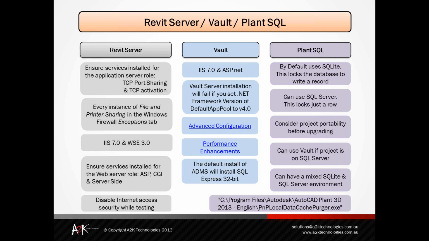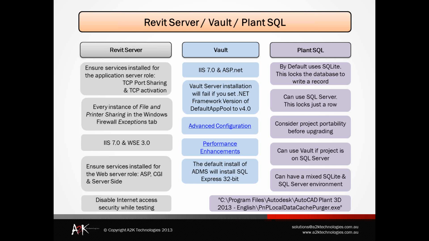From a Vault point of view, as with the Revit Server, IIS7 is important. You've got to have that enabled. And once again, you can see I've got the hyperlink there to the advanced configuration, and that really has everything that you need to know about installing Vault. Also, if Vault's perhaps not performing as well as you think it should, there are some performance enhancements that you can make, and once again, the hyperlink there contains all that information.